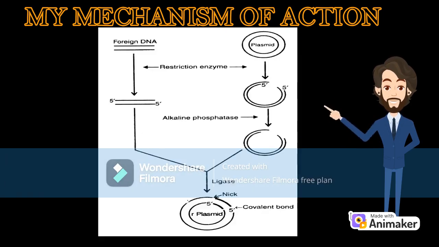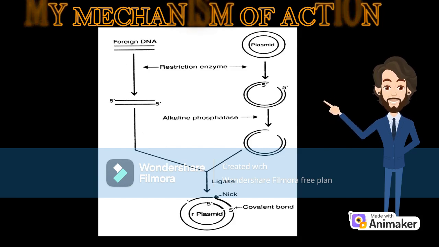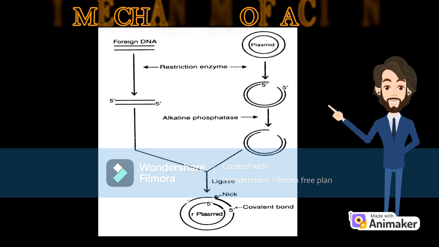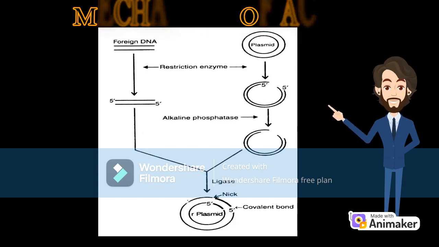Now I said how I cleave DNA of one type, meaning a single straight DNA. But now I will say how I cut in bacterial DNA, that is a plasmid. There is foreign DNA from the eukaryotic, and another is plasmid from the prokaryotic. Restriction enzymes will cut both the foreign DNA and the plasmid DNA. In both, I will recognize the specific recognition sites and cut at both sites.